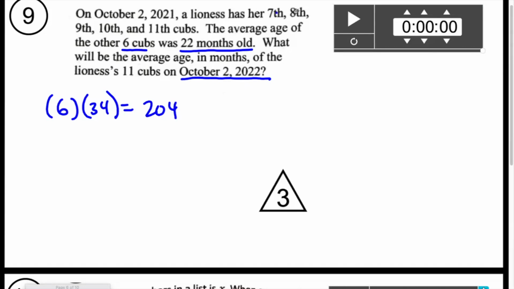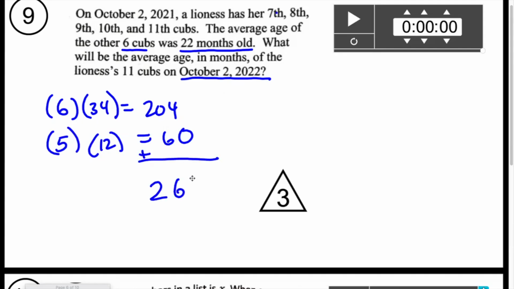Now these cubs, 1, 2, 3, 4, 5, these cubs that were just born, they are all on this date going to be 12 months old. They're each going to be 12 months old. So that's 5 times 12, a total of 60 months. So now when I add all of them together, that's going to be 264 total months old. That's like their total age.